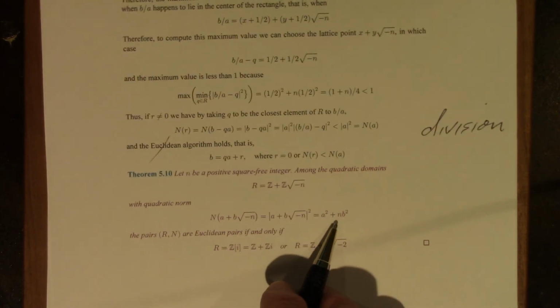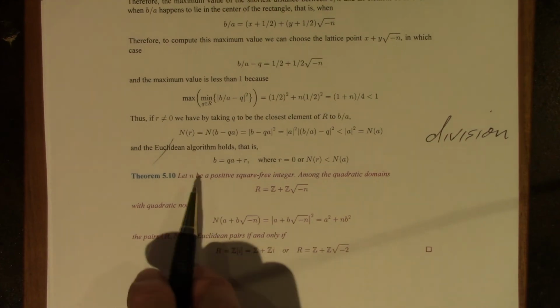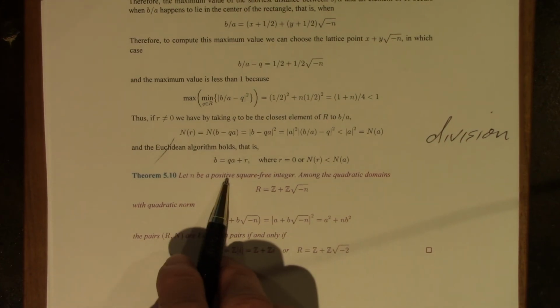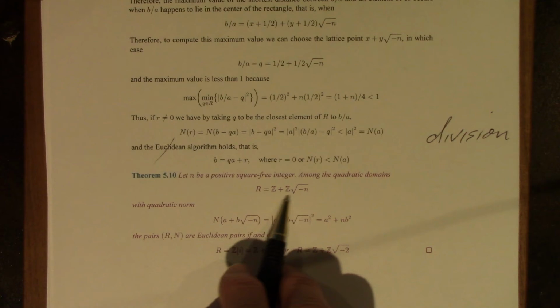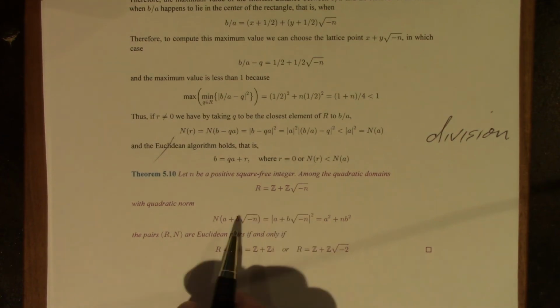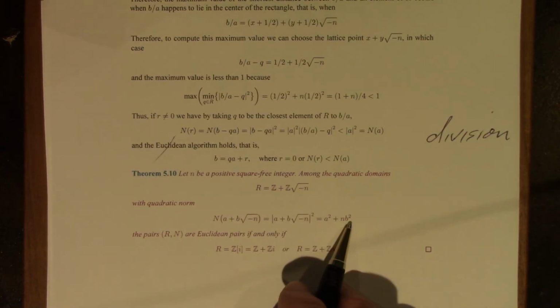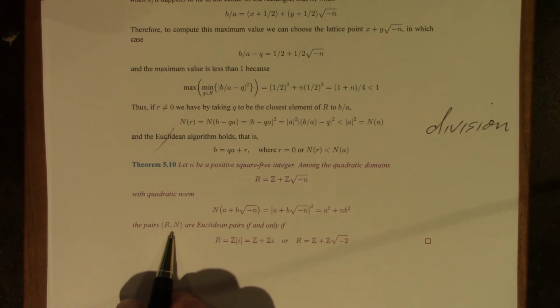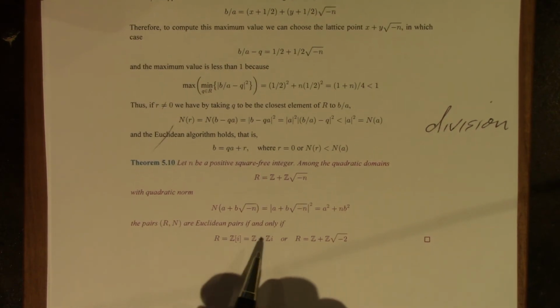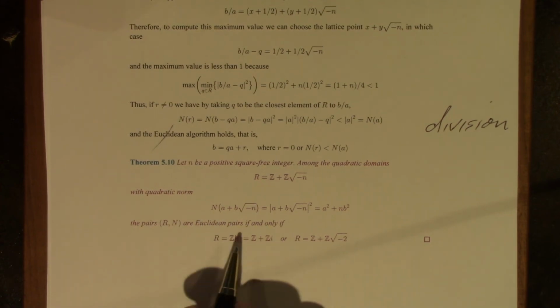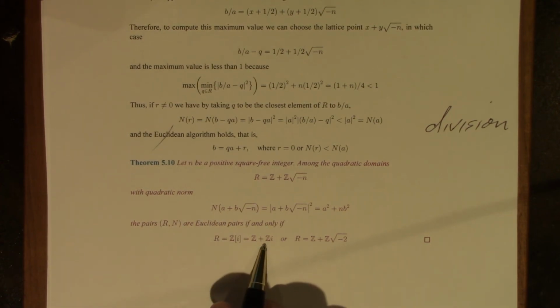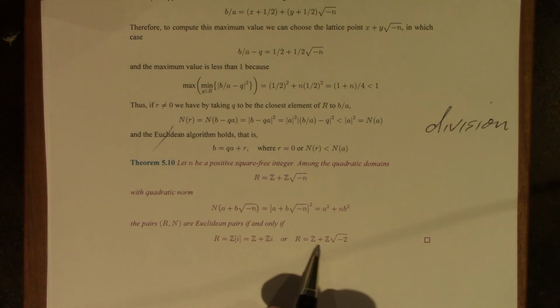So in summary, if n is a positive square-free integer, among these quadratic domains with this norm, these pairs are Euclidean pairs if and only if n is 1 or 2. So R is the Gaussian integers, or Z plus Z square root of negative 2.